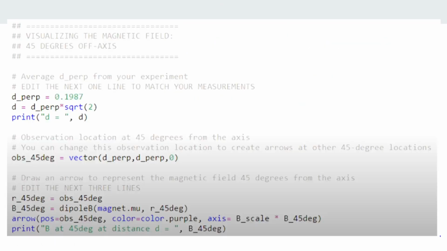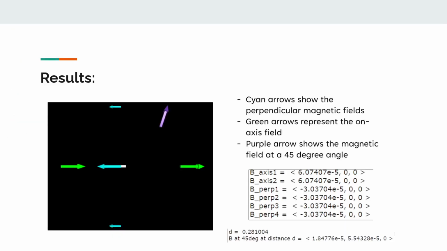Okay, here we did the 45-degree one, which ended up being 0.1987 away, because that's what the numbers crunched to. So we just used that times square root 2 to get the distance, and that is where the observation at 45 degrees ended up. So here are our results. The purple, as you see, is the 45 degrees, the greens are the on-axis, and the blues are perpendicular to the axis.